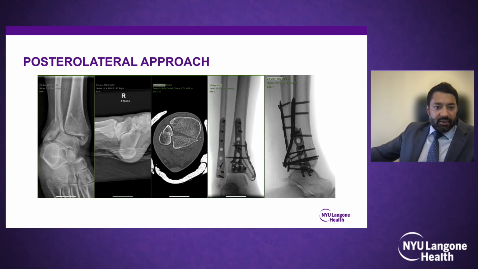So this is an example of a trimalleolar fracture fixed through a posterolateral approach. The fibula was repaired through the same incision, and you can get a good visualization of the incisural component of the fracture through this approach.